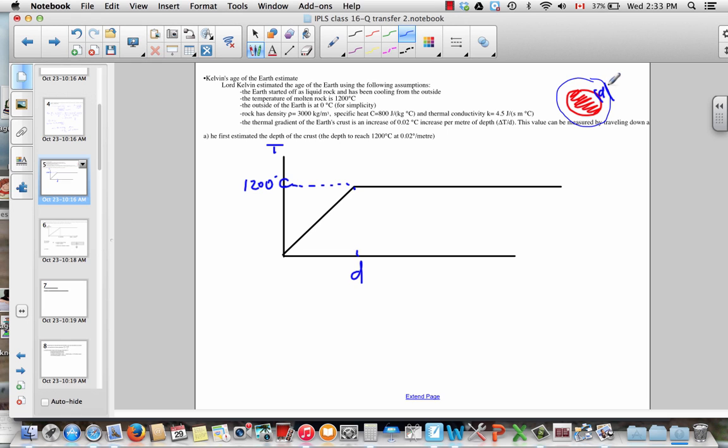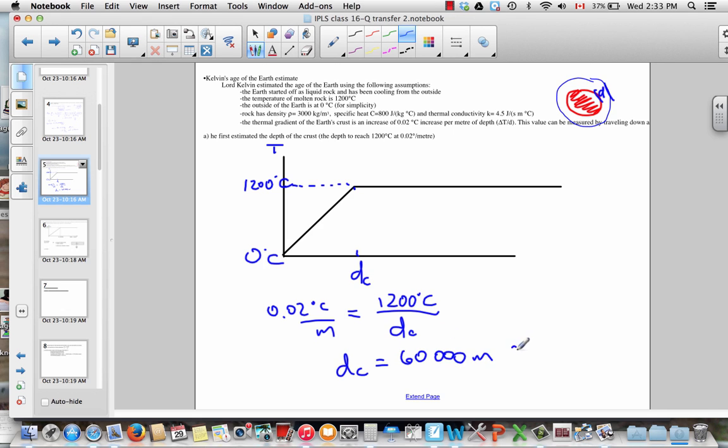So this is basically at 0. This was 1200. If it's 0.02 degrees C per meter, and if we've got to reach 1200 C starting at 0 C, what was the depth of the crust? Let's call that the depth of the crust. So cross-multiplying, we see that it was about 60,000 meters, or about 60 kilometers of crust, and that's not far wrong. That's a pretty reasonable estimate.